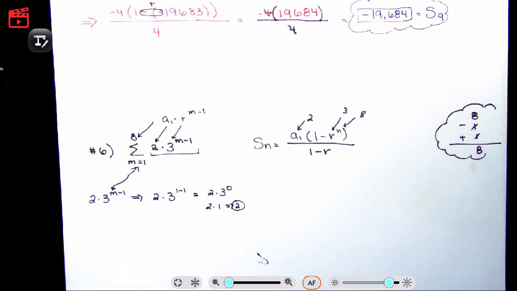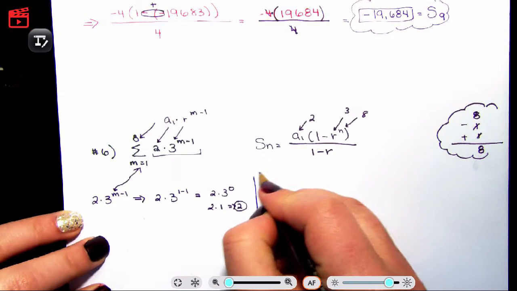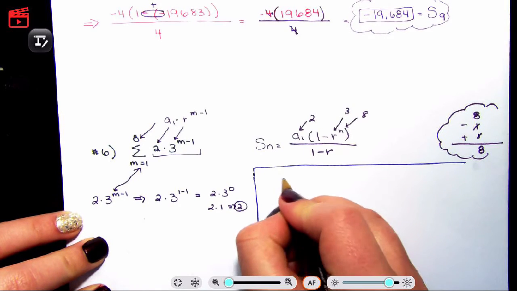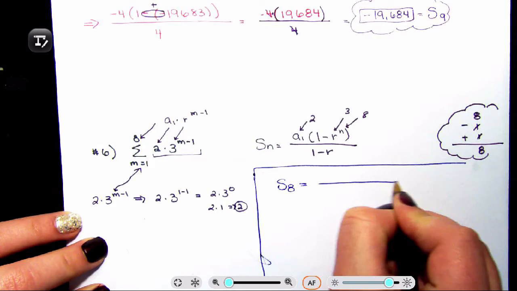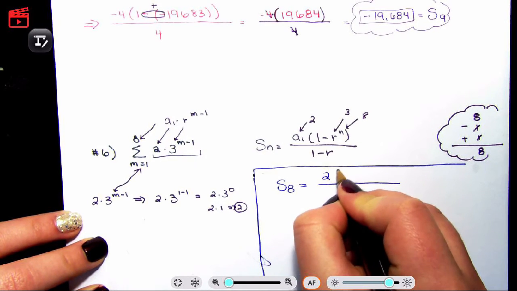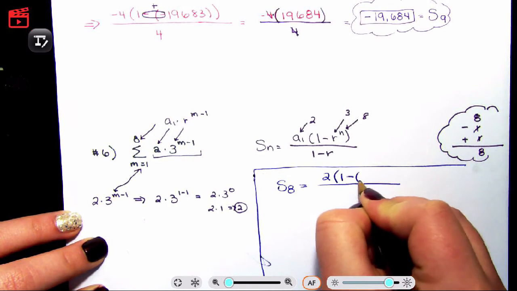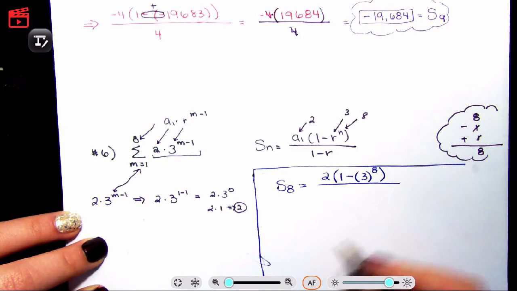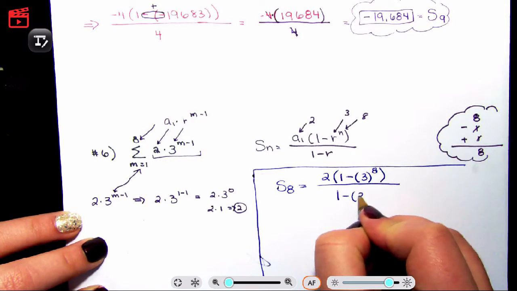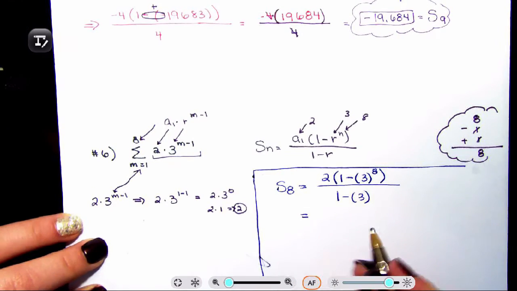So let's plug in. I'm going to switch markers so you can see it in a different color, and I'm going to box this area out. I have s sub 8. We're going to calculate the sum of 8 terms. A sub 1 is 2, so we start at 2. Our common ratio is positive 3, and again, we're calculating 8 terms. And 1 minus 3 to the 8th power.